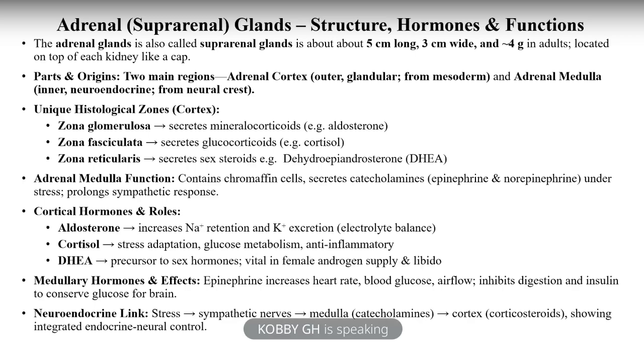The zona fasciculata of the adrenal cortex secretes one of the following hormones. A, epinephrine. B, dopamine. C, sex steroids. And D, cortisol. What would be your answer? Cortisol. Here we are talking about zona fasciculata. Is that okay?